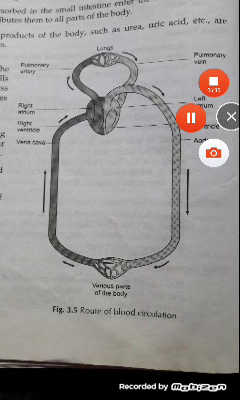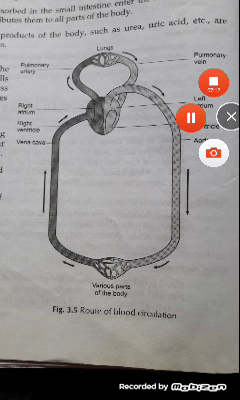So veins do not have thick walls. Why? Because the pressure inside a vein is lesser than that of the arteries. But veins can accommodate more blood. Veins have valves that allow blood to flow in one direction only. So we have discussed arteries and we have discussed veins.